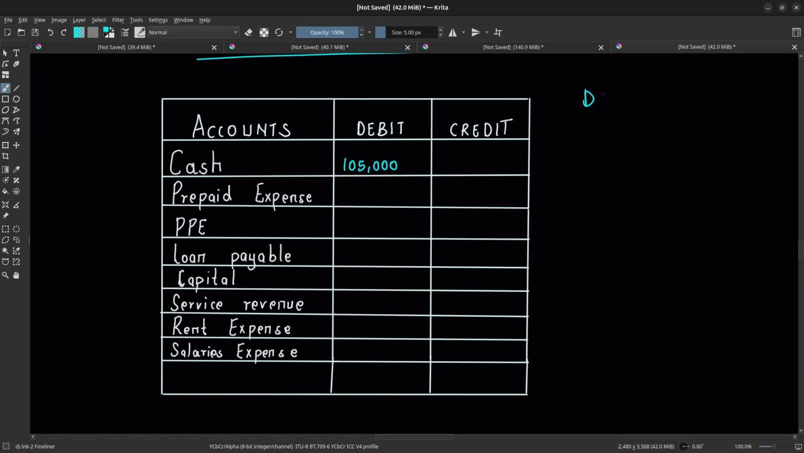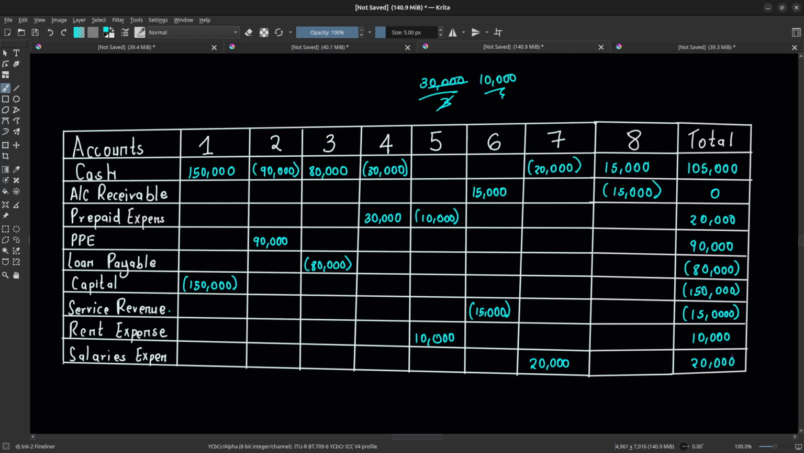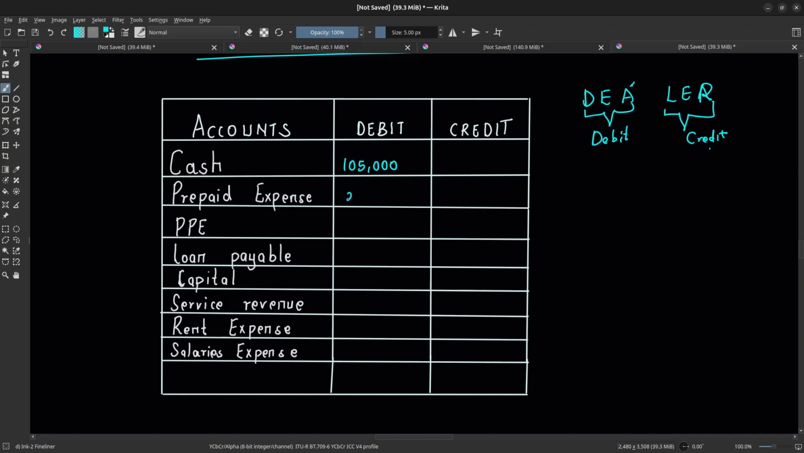Remember the easy way to remember, we have DEALER, okay? The accounts on this side are debit accounts. The accounts on this side are credit, okay? Debit on the left, credit on the right. So cash is an asset account, so we have 105. Then for account receivable, it's a 0, no need of adding it. Then we have prepaid expense. It's an asset account, which has a balance of 20,000, and an asset account you debit.